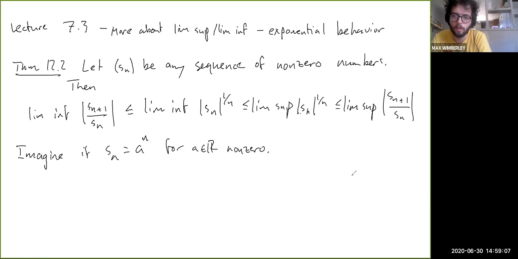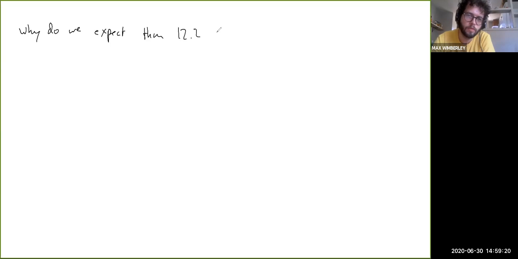So let me explain why that should be an intuitive idea, okay? I'm just going to go to a new page here. Why do we expect Theorem 12.2 to be true?